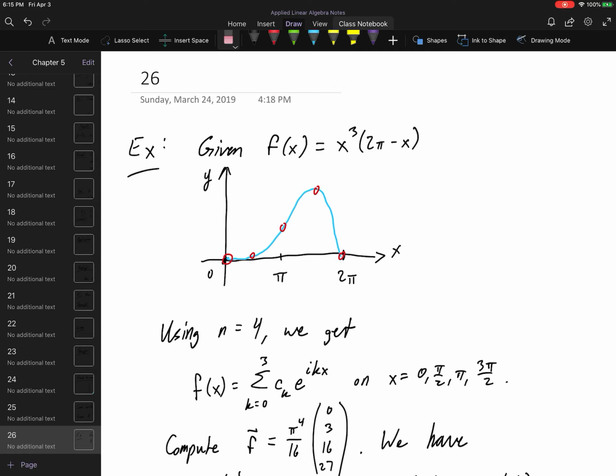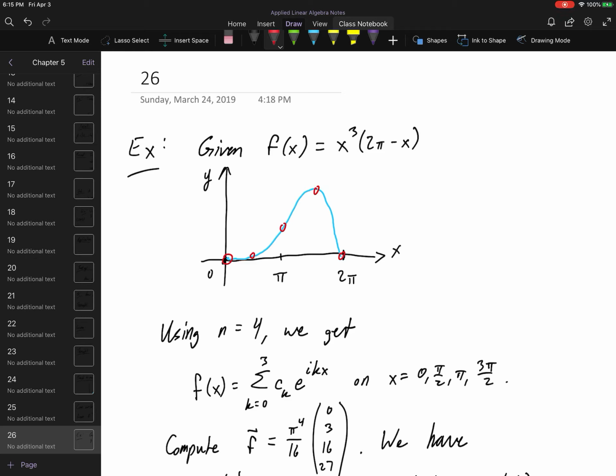And I'll show you in this example. Remember, we're doing something by hand here. It's going to take a little extra effort, but it's going to illustrate what's going on. So we're going to begin with a function f. It's this nice little quartic polynomial. It's got a triple root at 0, and it's got another linear root at 2 pi.